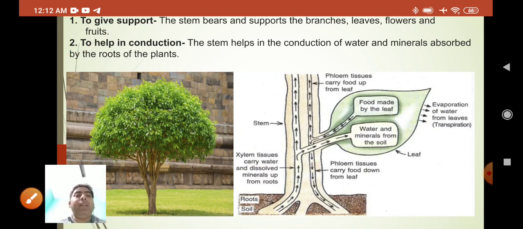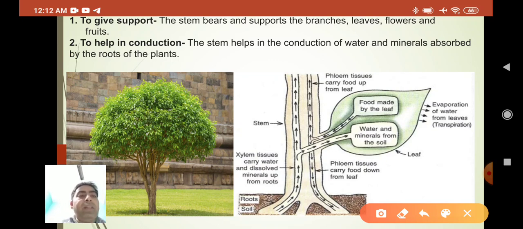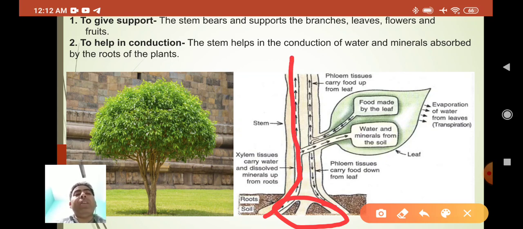What helps in conduction? First of all, you can see here the water and minerals present in the soil are absorbed from the soil by the root. This water and mineral pass through the upside of the stem, and some water and mineral go to the leaf, because the leaf prepares the food, it needs water and mineral to prepare the food.